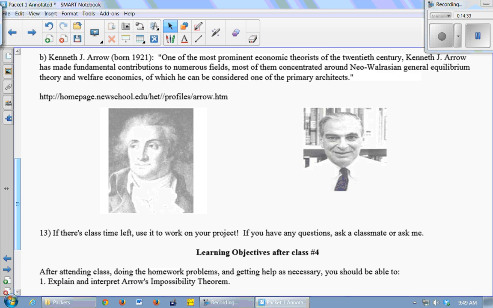And then Kenneth Arrow, as in Arrow's Impossibility Theorem. This is the economist who proved that it is impossible to have a perfectly fair voting system. Economic theorist who's alive, did his work in the 20th century, made fundamental contributions to numerous fields, but mostly equilibrium theory and welfare economics. And the discoverer of the impossibility theorem.